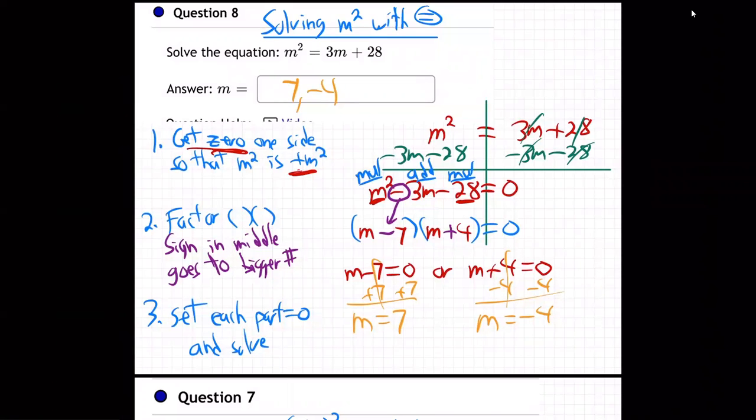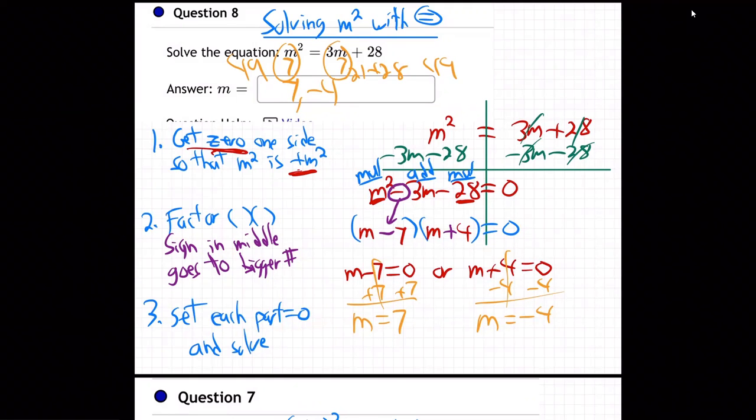And we've solved it. What does that mean? Those are the numbers that would make the equation true if plugged in. If I put a 7 here and a 7 here, let's work it out. 7 squared is 49. 3 times 7 is 21, plus 28. Guess what that is? 49. See how it made the left side and the right side equal? 7 is a real answer.